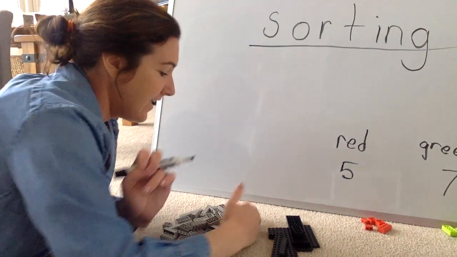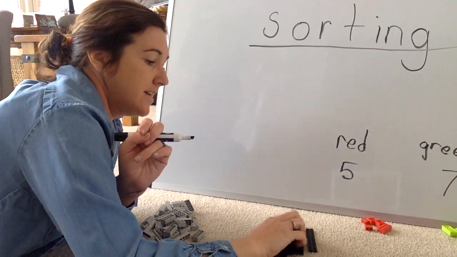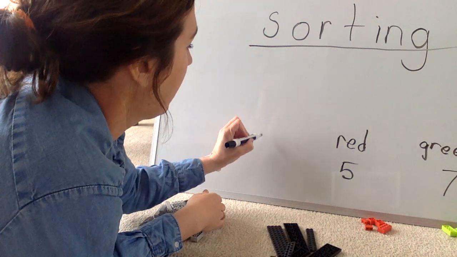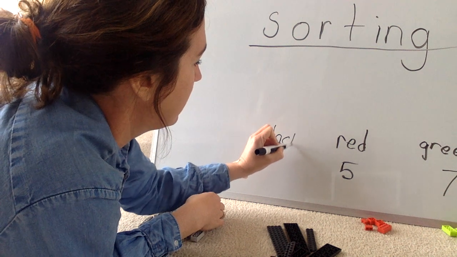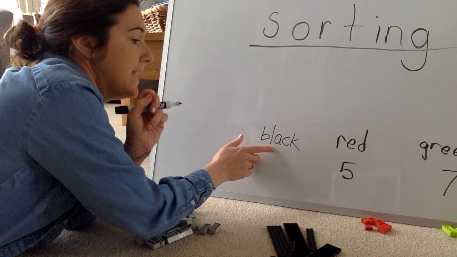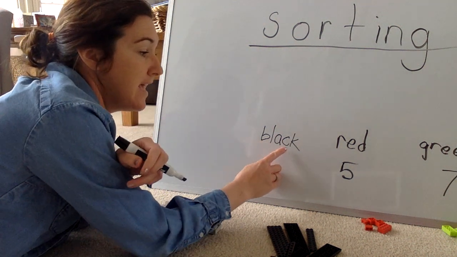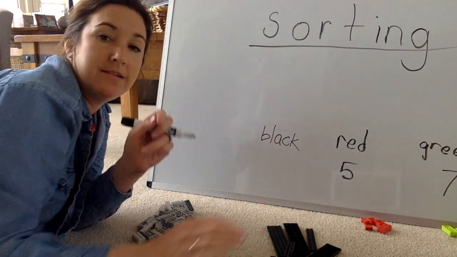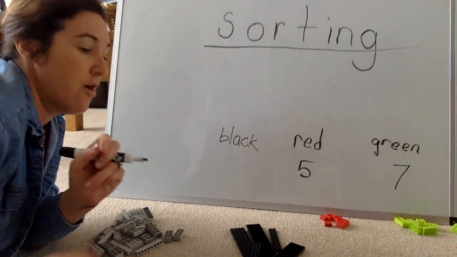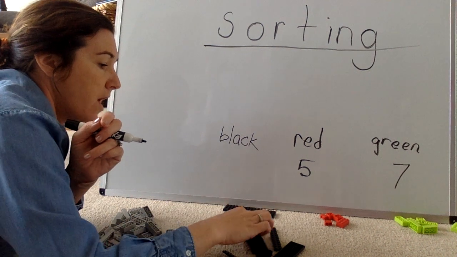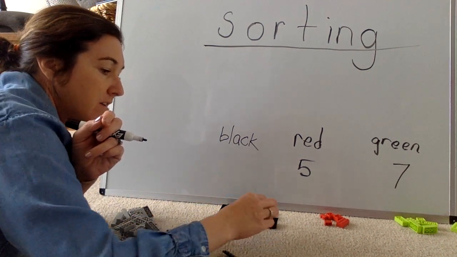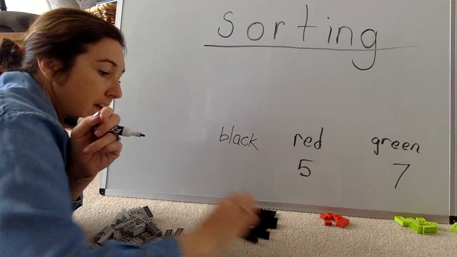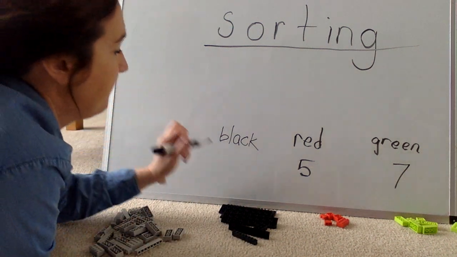All right. Next up is the black ones. B, l, a, c, k. There's 2 blends in there. There's a BL blend and a CK blend. All right. How many do I have? 1, 2, 3, 4, 5, 6, 7, 8. I have 8.